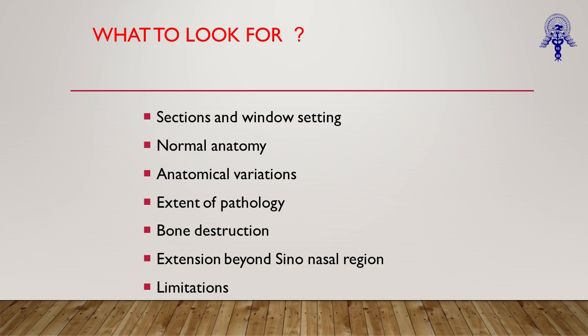Now what to look for? First is window settings. Sections we have discussed. The CT scan is done and interpreted in different window settings. It's called Hounsfield unit, Hounsfield window. And if you have a lower Hounsfield unit, for example 100, 125, 200, like that, that will show better delineation of the soft tissue.